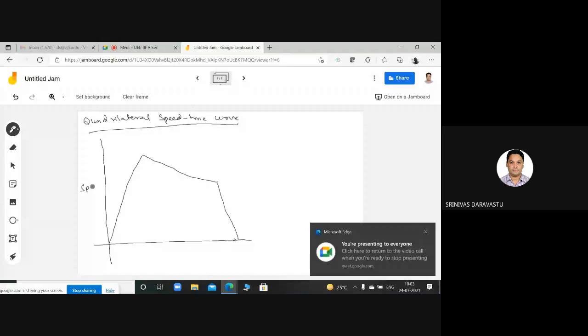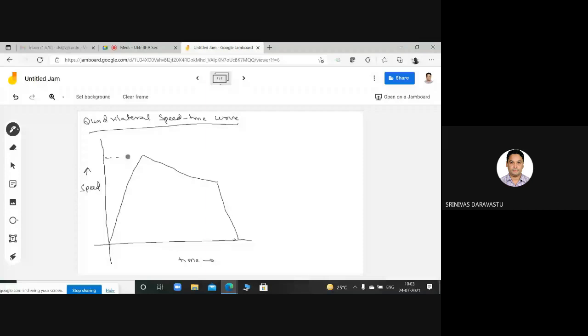Now this is the speed. Now this is the time. Now here the two speeds are there, V1 and V2. Our main aim is to find out the V1 and V2 values. In this case, we can find out V1 and V2. Now O, A, D, now B, E, C.